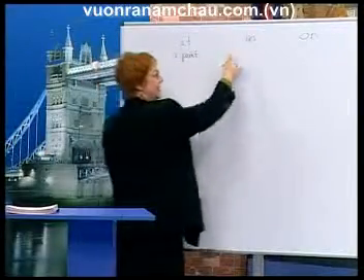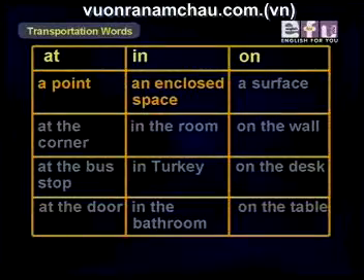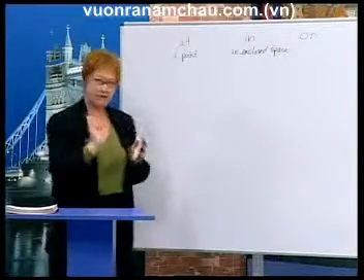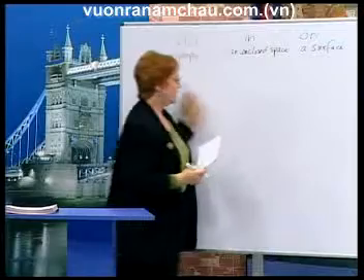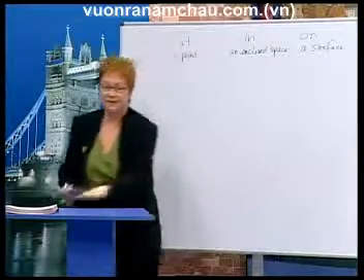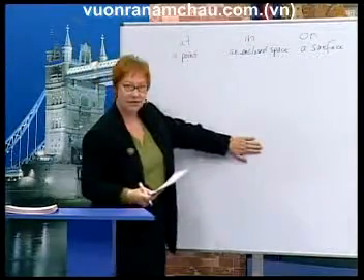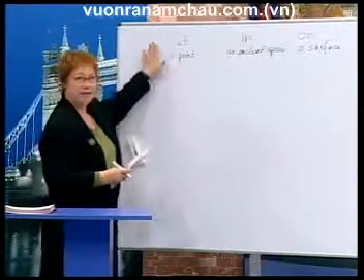We use in a place, in an enclosed space. So in a space, for example, a room, and on a surface. This is a surface, and this is a surface, okay? On. All right? So we can look at some examples of these.